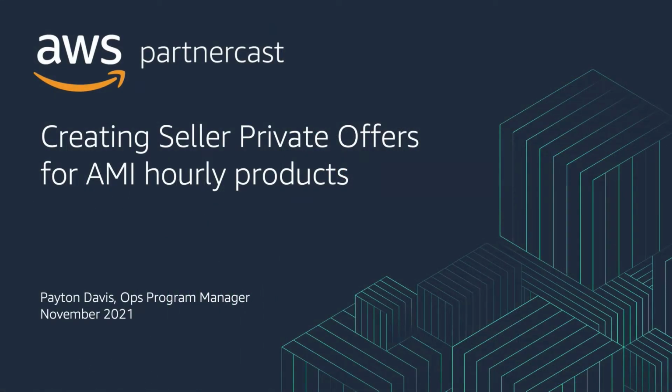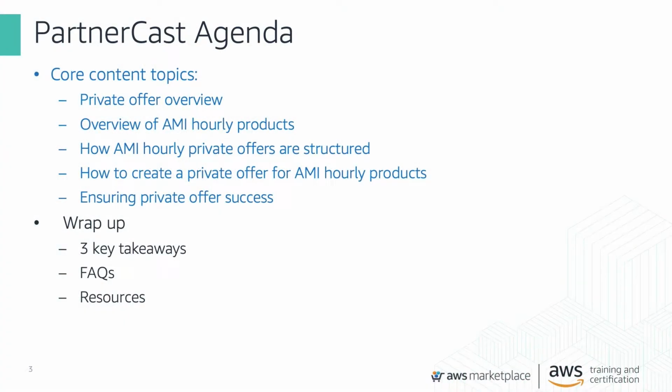In today's PartnerCast session, we're going to go over how to create a seller private offer for an AMI hourly product. In this presentation, we'll dive into a brief overview of the private offer process, an overview of AMI hourly products in AWS Marketplace, how AMI hourly private offers are structured, and how to create private offers for AMI hourly products. Then we'll cover how to send a private offer link to customers to ensure private offer success. Lastly, we'll wrap up with key takeaways, FAQs, and some resources related to private offers for AMI hourly products that you may find helpful.